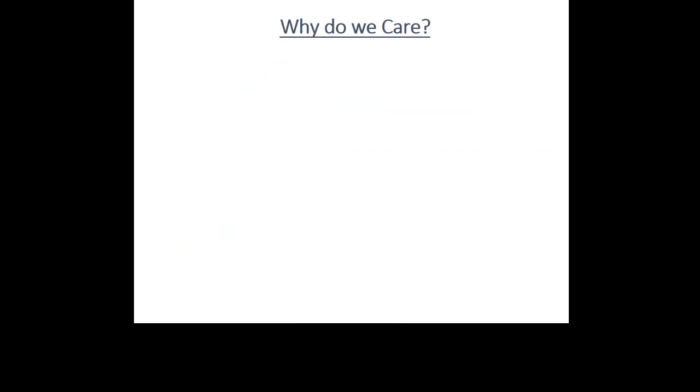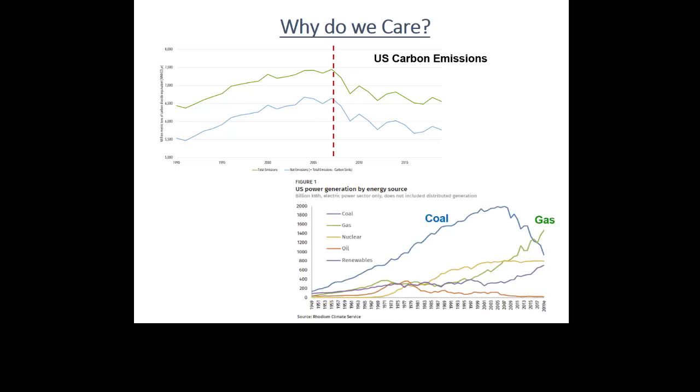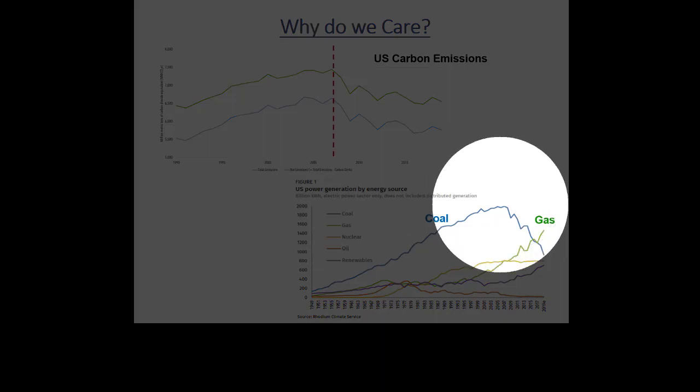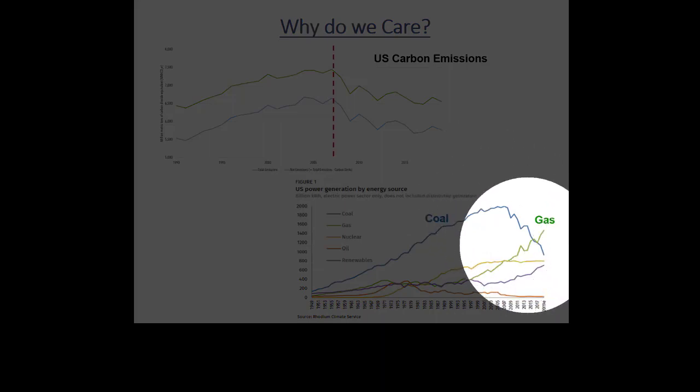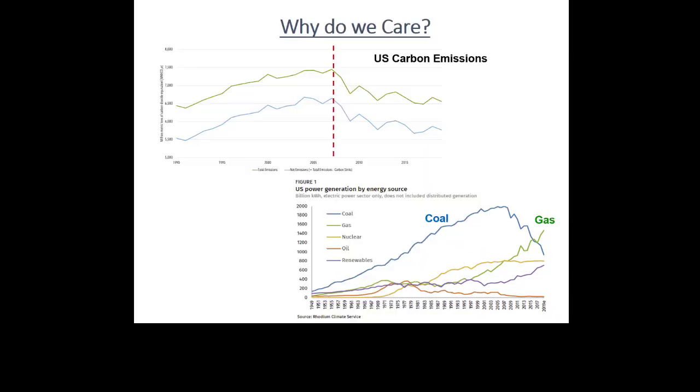So still, why do we care? Why is this interesting? Because like I said, part of the reason we've seen this decline in U.S. carbon emissions is because when you look at, both of these are from the EPA, the Environmental Protection Agency, we dramatically decreased coal and increased gas. Now there's some increase in renewables here too, which I think is good. But the majority of this decrease comes from moving from coal to gas, and that lowers carbon emissions.